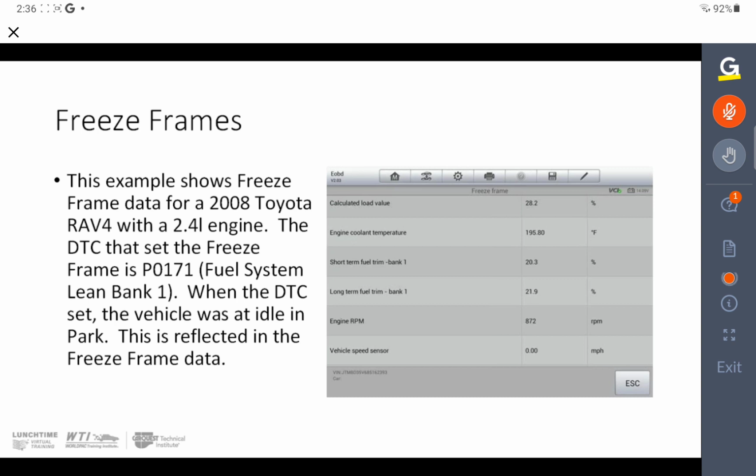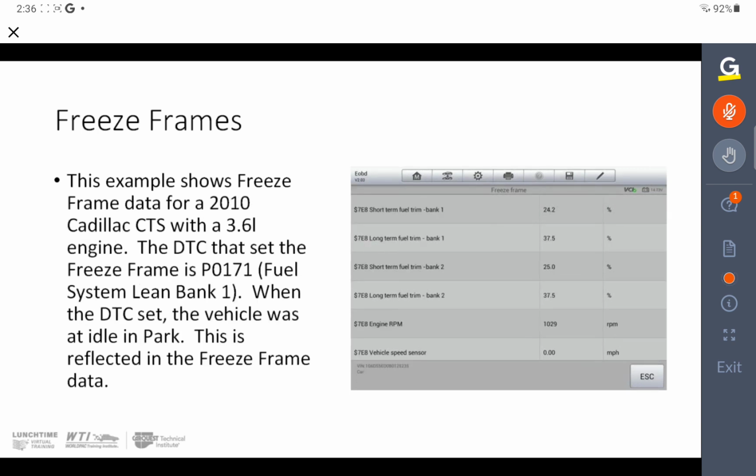So in this case, we're dealing with a vehicle that is running lean. The computer is adding fuel because you see those positive numbers for short-term and long-term fuel trim. By using the calculated load and the engine RPM, I can duplicate that condition and see what the fuel trims are doing. Keep in mind, long-term fuel trim takes a while to change in response, not like short-term. Short-term basically changes immediately depending on the conditions.